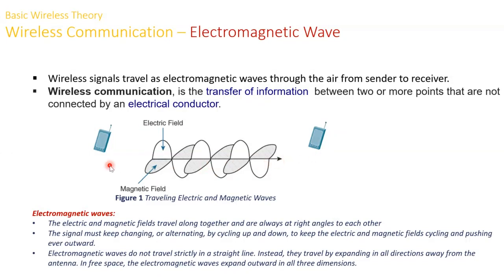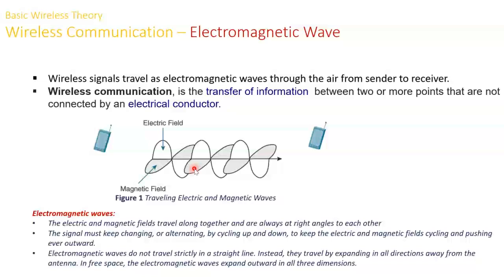So the electromagnetic waves don't travel strictly in a straight line. The wireless signal that travels between the mobile station, the transmitter, and another mobile station, the receiver, does not travel in a straight line. It keeps cycling and pushing ever outward. It cycles up and down, up and down.